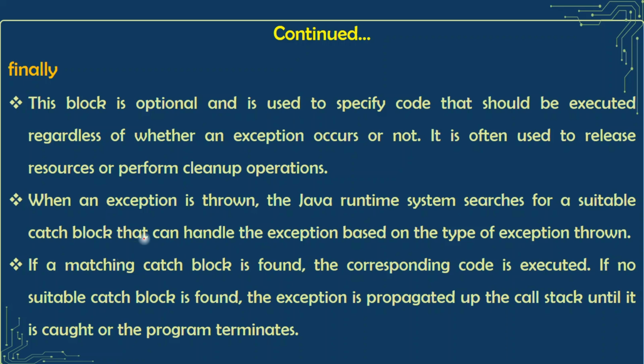So when an exception is thrown, the Java runtime system searches for a suitable catch block that can handle the exception based on the type of exception thrown. If the matching catch block is found, the corresponding catch block will be executed. If no suitable catch block is found, the exception is propagated back up the call stack until it is caught, or the program will terminate, if there is no catch block that matches the exception thrown inside the try block.